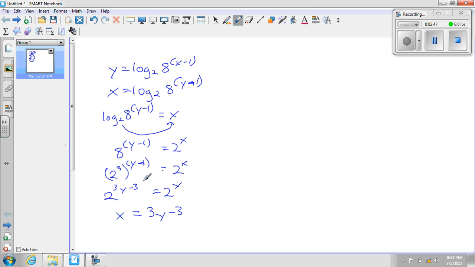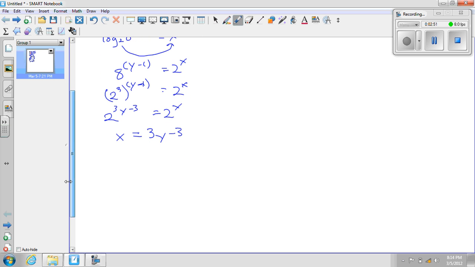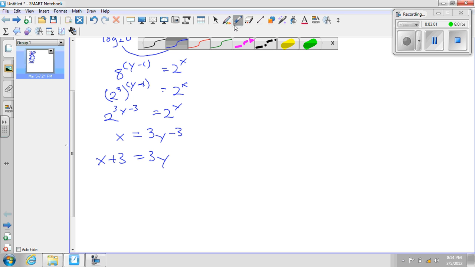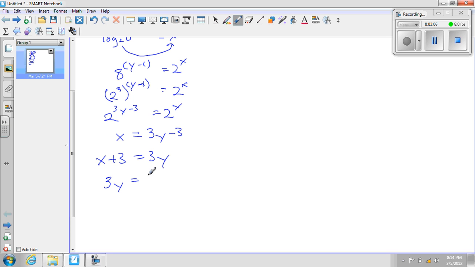Well, I'm solving for y. I probably shouldn't have moved it over to that side, but I did. So let's just continue it here. So now I have x plus 3 is equal to 3y. Or we'll move it back to the other side. So 3y is equal to x plus 3. I divide both sides by 3, and I get y is equal to 1/3 x plus 1.